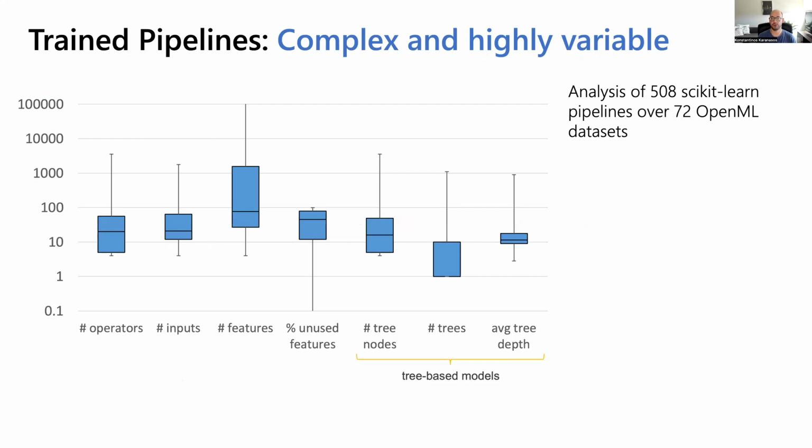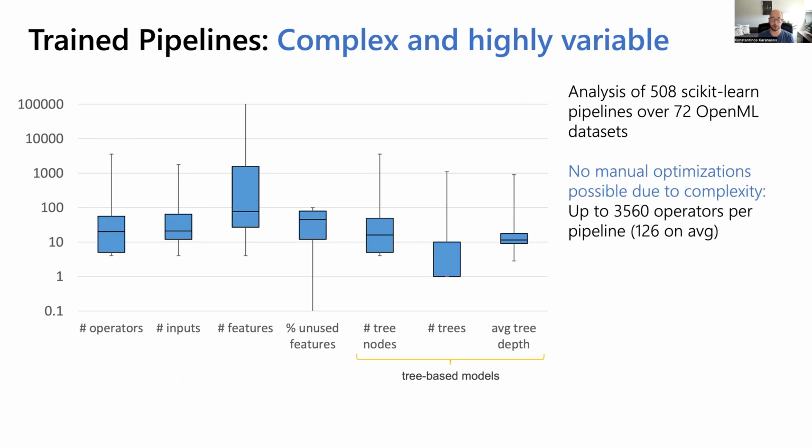Some more thoughts. We turn to the trained pipelines, and we want to see how complex they are, to see whether it's worth optimizing and in which ways. So we analyzed more than 500 scikit-learn pipelines over OpenML datasets. Here I give various features from our analysis, but I want you to focus on some key takeaways.